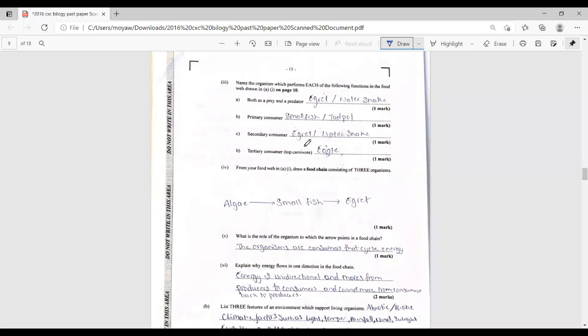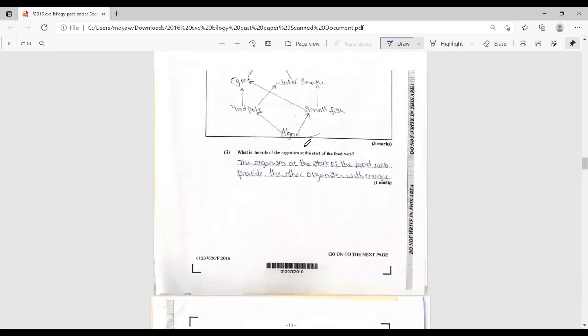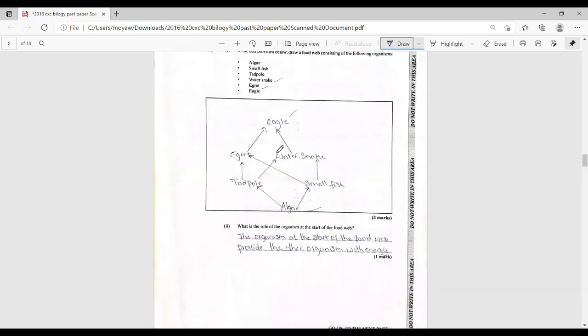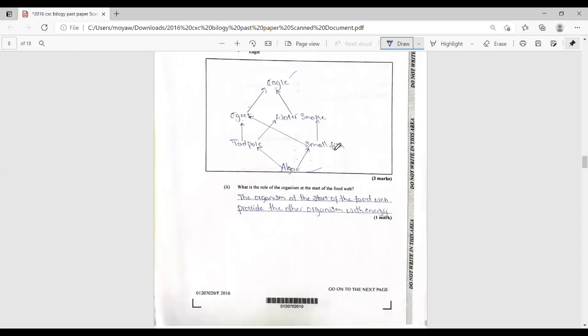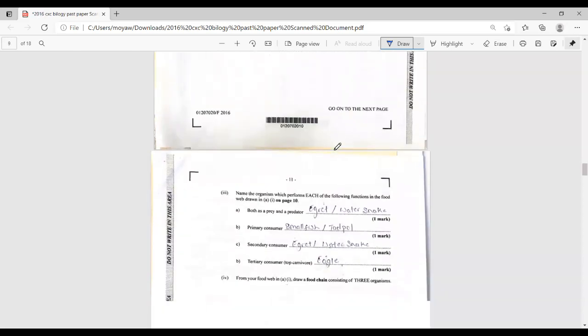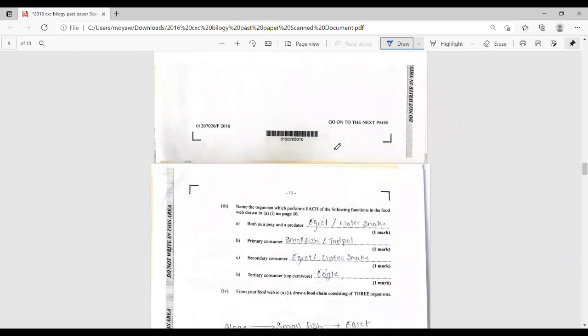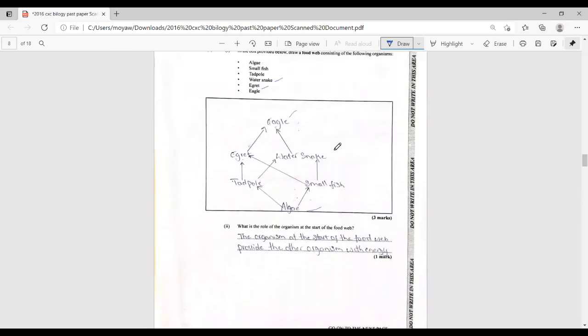So the next one is the secondary consumer. So the secondary consumer would be the egret and the water snake, because there is a second organism to eat the other consumers, which would have been the primary consumers. So it would have producers, primary consumers, secondary consumers. And then the tertiary or top carnivore, which we already spoke about, is the eagle.